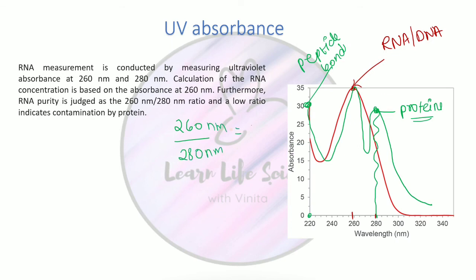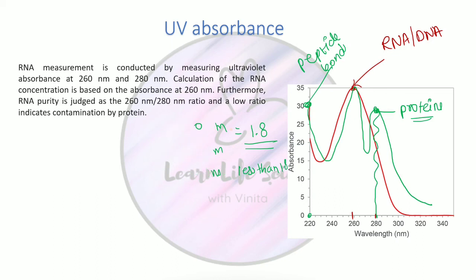Okay, if the value is 1.8, it indicates that your sample purely contains RNA. And if the ratio is low, if the value is less than 1.8, it means that the sample is contaminated by proteins. So here the ratio at 260 nm is divided by the 280 nm, where proteins give us maximum absorbance. So this is the idea regarding UV absorbance.